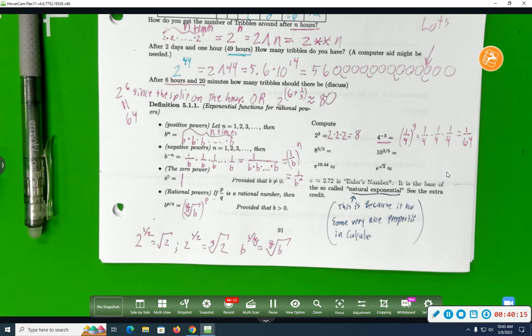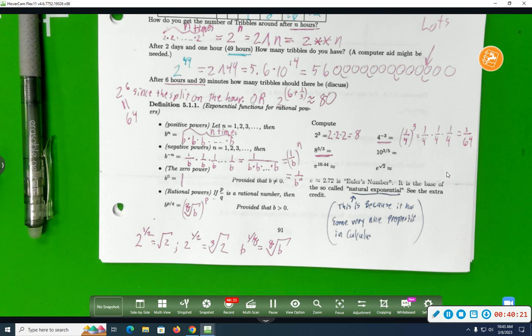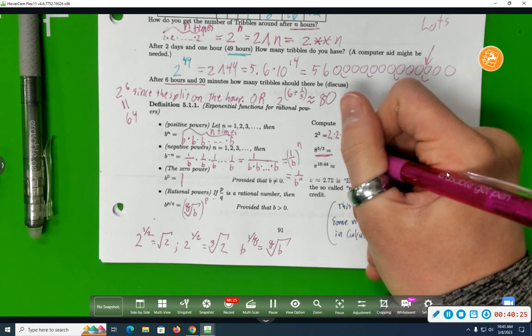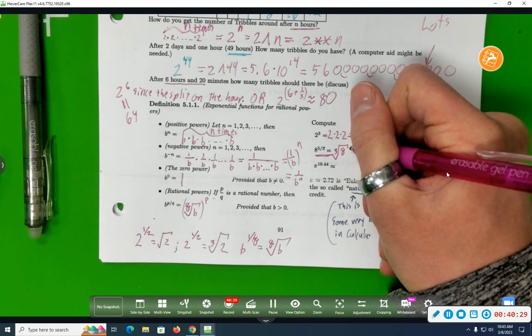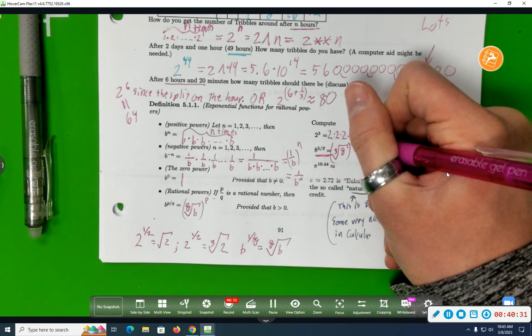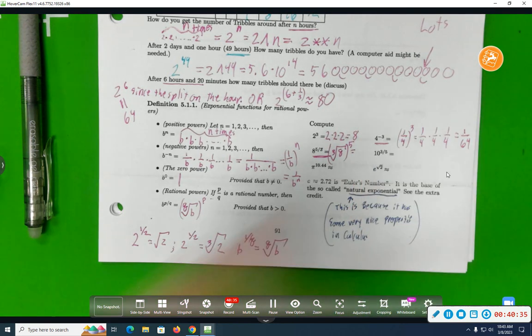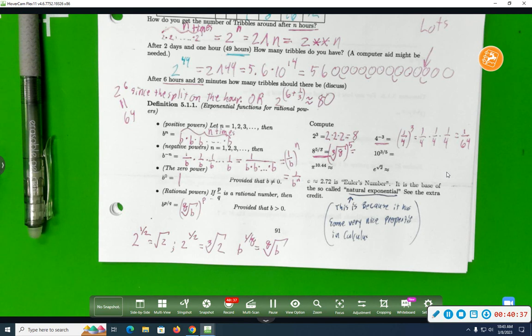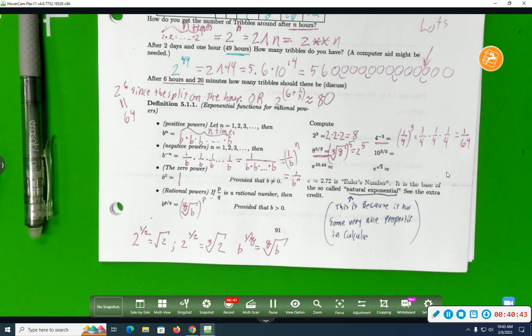So, let's use those ideas to do some more computations. If you want 8 to the power of 5 over 3, let's think of it this way. I want to start with 8. Because of the over 3, I want to take the cube root of 8, and then raise that to the 5th power. So let's work that out. What's the cube root of 8? 2. So this should be the same thing as 2 to the 5th. What's 2 to the 5th?